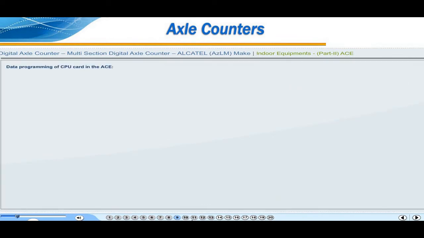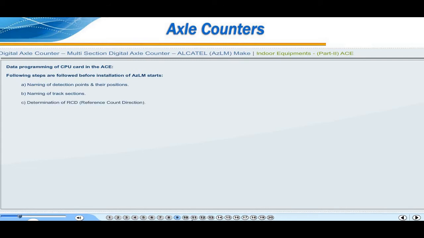Data programming of CPU card in the ACE. The following steps are followed before installation of AEZ-LM starts. Naming of detection points and their positions. Naming of track sections. Determination of RCD, that is reference count direction. The next step is the configuration of ACE. The main features of ACE hardware configuration are cable networking. Computer redundancy is 2 out of 2 or 2 out of 3.